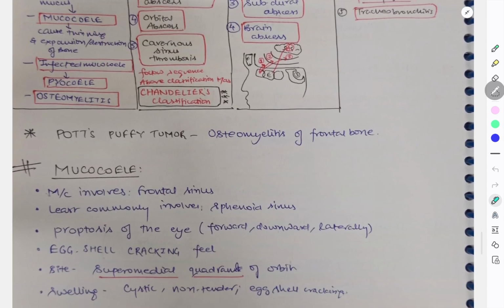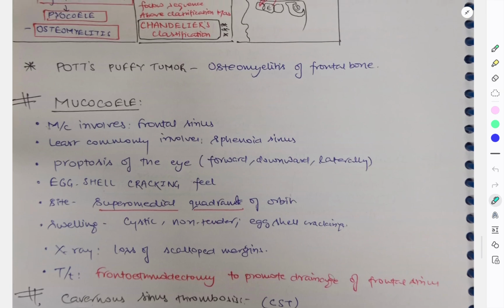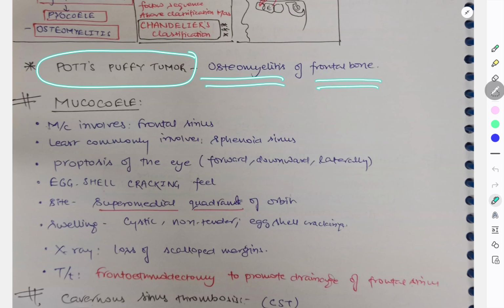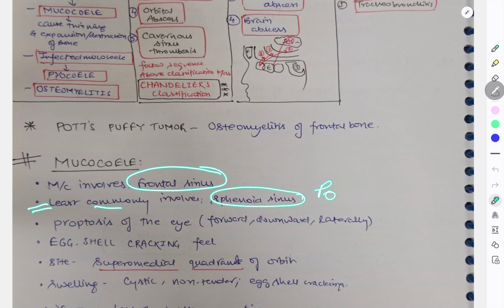Okay, so let's see something about these local complications. What is Pott's puffy tumor? This is osteomyelitis of frontal bone. Pott's puffy tumor is osteomyelitis of frontal bone. Now, mucocele: the most common sinus involved is the frontal sinus, and the least common involvement is the sphenoid sinus because it is posteriorly present.